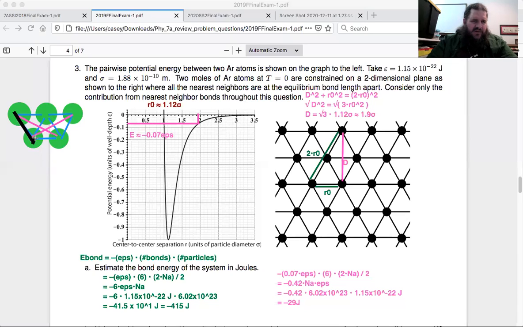This distance, not all the way, but just to the halfway point, being half of R naught, and then solve for this distance. That's a right triangle, R naught, half of R naught. Use the Pythagorean theorem to find this missing side. Of course, that's only half the distance, so you'd have to double it also. But you'd still end up with square root of 3 times R naught.